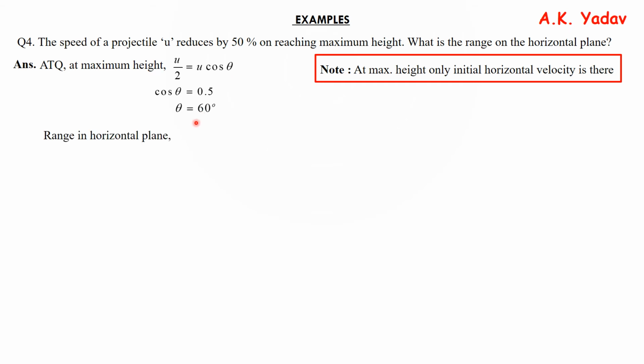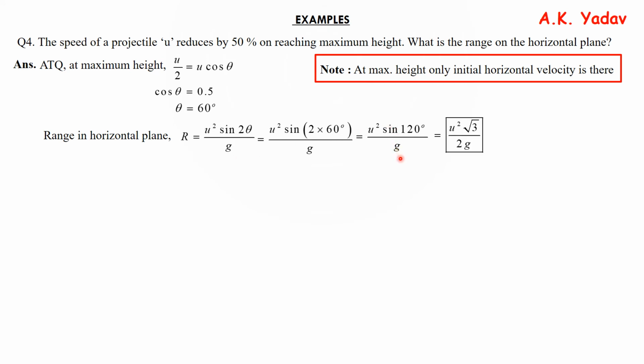We need to find the range, which is R is equal to u square sin 2 theta upon g. We put the value of theta as 60 degree. So this becomes u square sin 120 degree upon g. We put the value of sin 120, which is root 3 by 2, and what we get, R is equal to u square root 3 upon 2g.